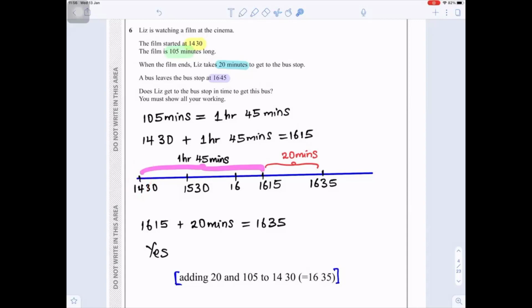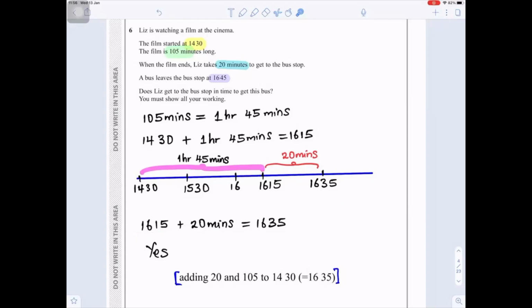You add 1 hour 45 minutes, you get to 16:15. And then when the film ends, Liz takes 20 minutes. So you add 20 minutes plus 16:15. At the end of the film, at 16:15, you add 20 minutes. That takes you to 16:35. So 16:15 plus 20 minutes is 16:35.